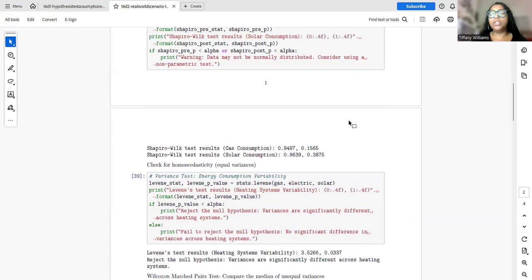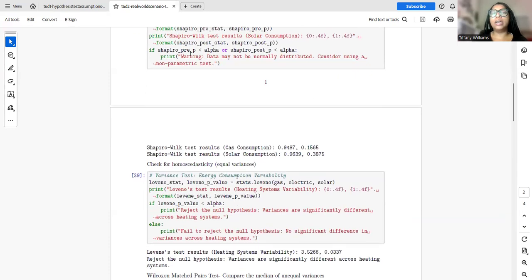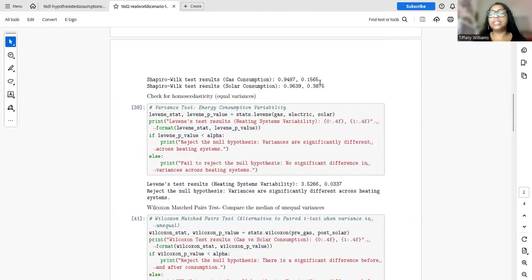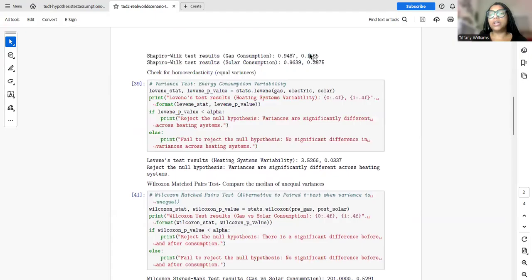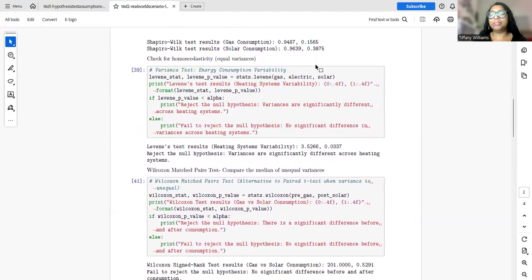And I have the tool set so that if the p-value is less than the significance level, it will give us a warning that the data may not be normally distributed. So we'll run the test and see what happens. Both gas and solar consumption, they're all greater than 0.05. So we have a normally distributed data set.